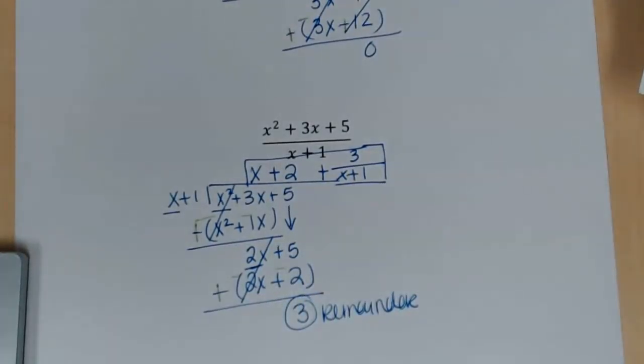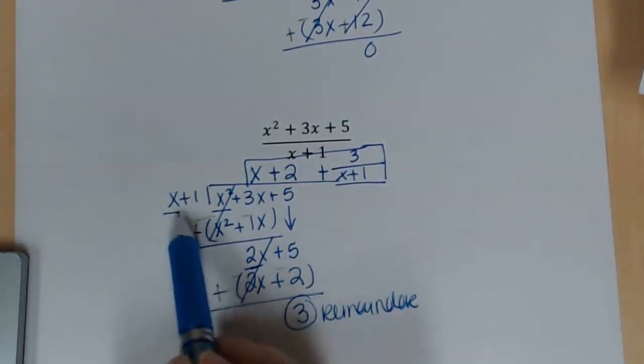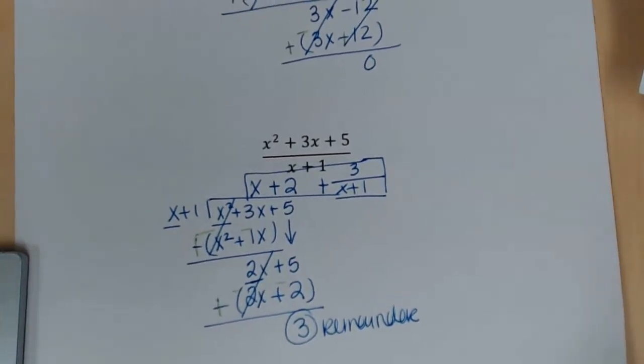So I wanted to do one where you also had to set it up, but you also got a remainder that wasn't 0. Now, not every problem is going to be nice like the previous ones, and it's not even going to be nice that it has an x in here. So let's work one that's a little bit different.